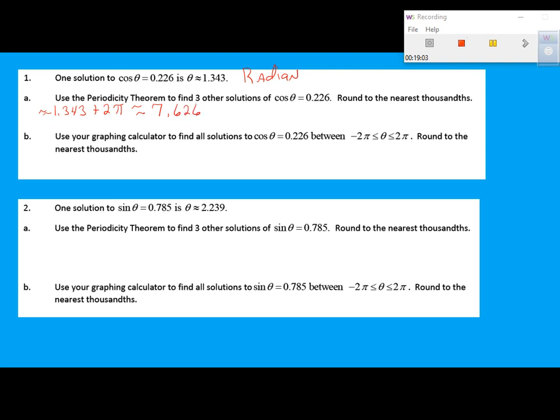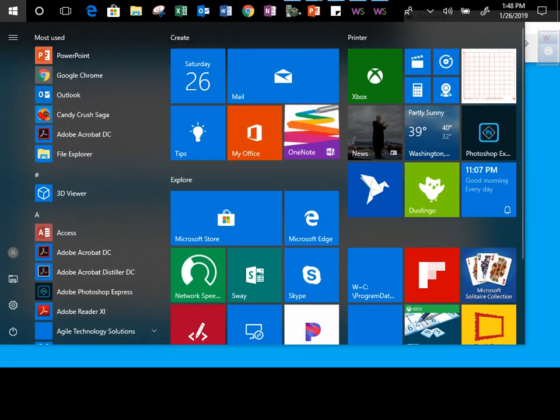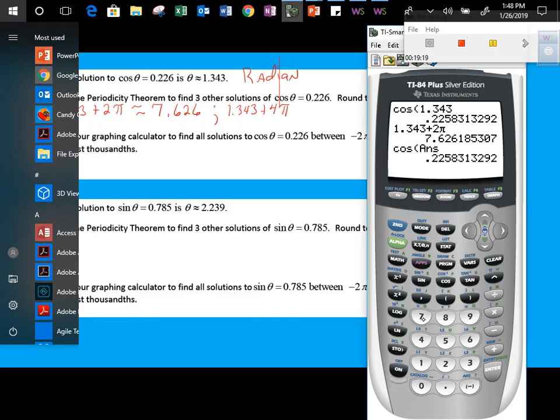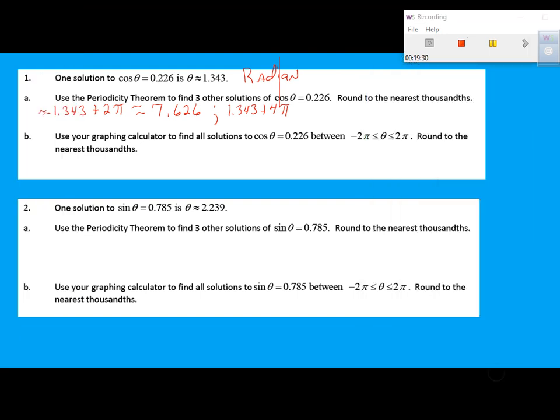Let's say I want another answer. I'm going to take that 1.343, and instead of adding 2 pi to it, I'm going to add 4 pi to it. So I'm going to take that number I just had, 7.626. Let's add another 2 pi to it. So there's another possible answer, about 13.909.